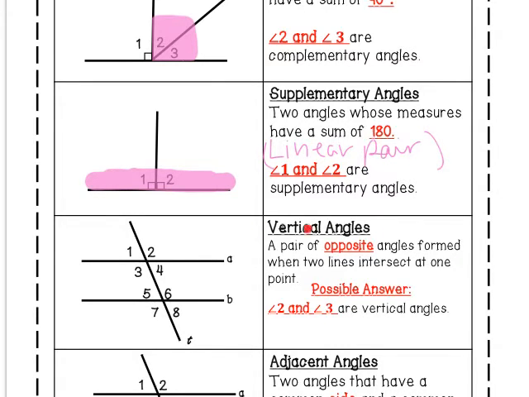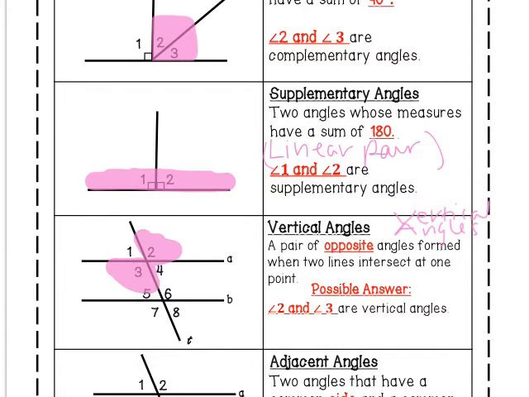All right, vertical angles. It's basically vertical. Vertical's up and down. Okay. And here's a little thing that I have here, vertical angles. So we have vertical angles, and that's what they look like. A pair of opposite angles form when two lines intersect at one point. So there's some different ones here. So the first set that they gave us are 2 and 3. So if we look at 2 and 3 here, okay, 2 and 3, vertical angles.